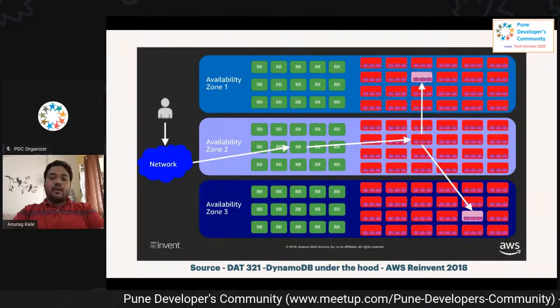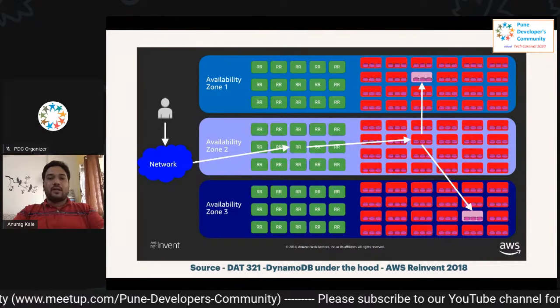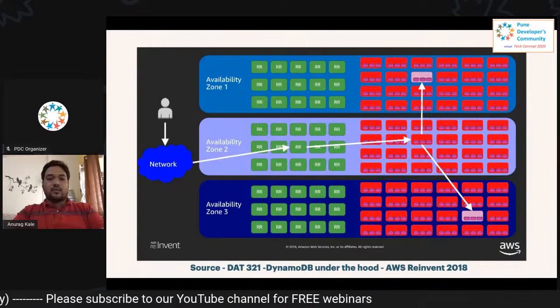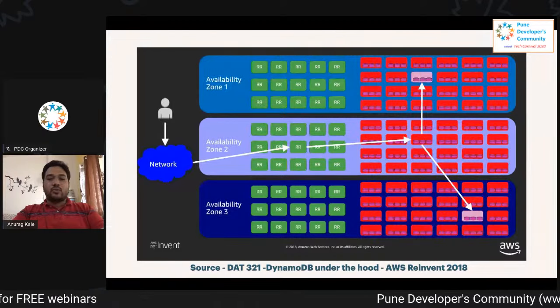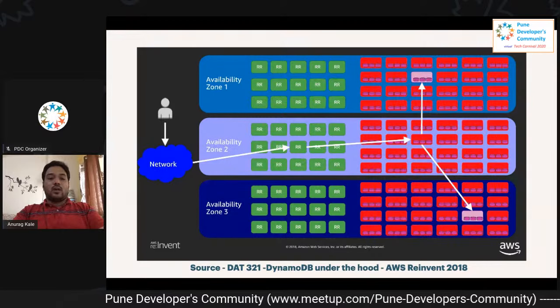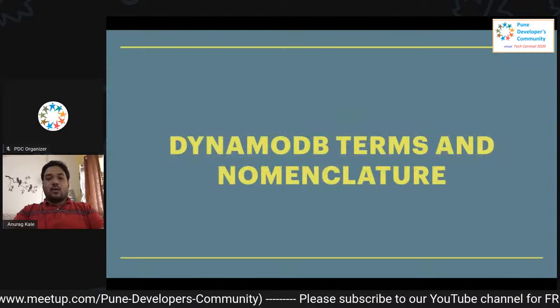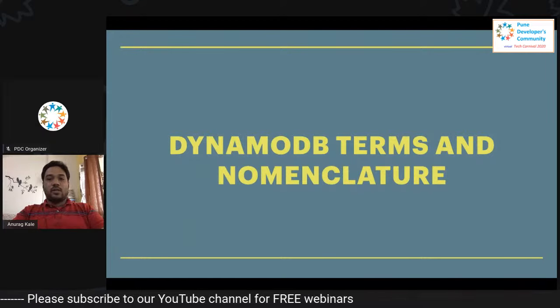So as you might have figured now, DynamoDB is actually a closed source proprietary database. How AWS does that under the hood is not totally revealed, but if you are someone who is intrigued by distributed systems, you should definitely take a look at the source that I have mentioned at the bottom of the slide. Okay, so this was about DynamoDB, its architecture.